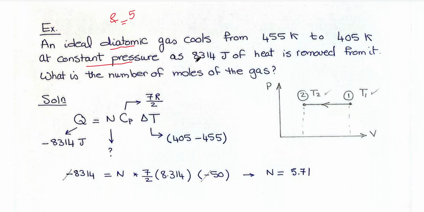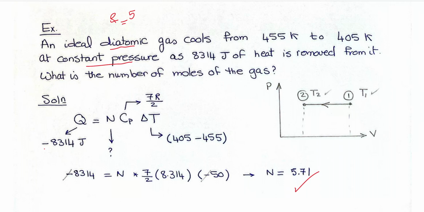Now you will substitute with 8314 removed, because this heat is removed, so it is negative. So I substitute with Q negative 8314. n is unknown. Cp is 7R over 2 because it's mentioned that it's a diatomic gas. And delta T is 405 minus 455. The final temperature is less than the initial temperature, so this gives you a negative sign here. The negative will be cancelled with the other negative, and you can get the number of moles as we did before in a similar example.